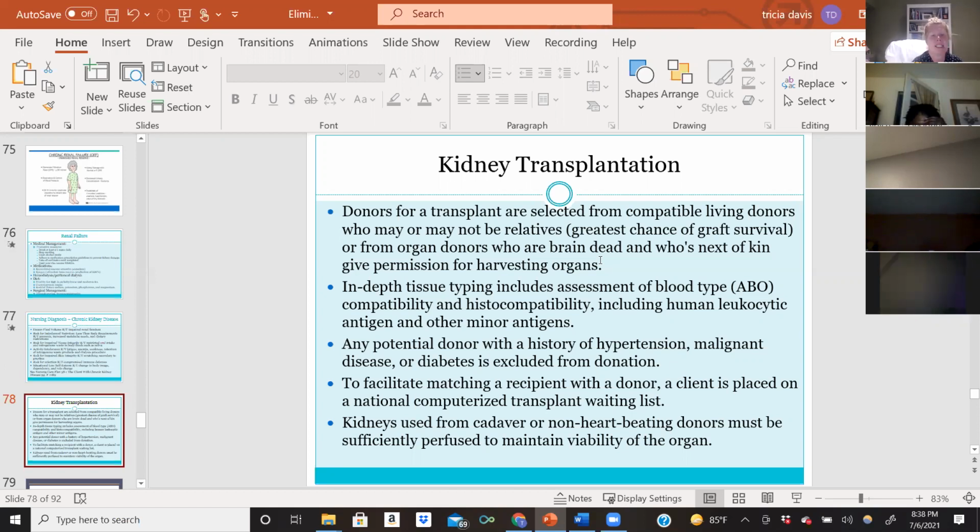To be able to facilitate matching a recipient with a donor, the patient is placed on a national computerized transplant waiting list, and they have to wait behind other people for a compatible kidney. Kidneys used from cadaver or non-heart-beating donors must be sufficiently perfused to maintain viability of the organ.